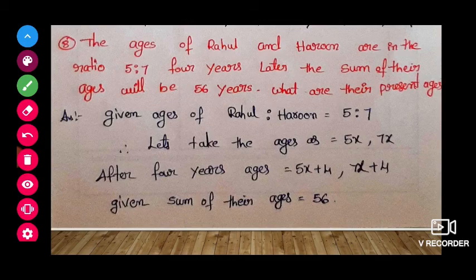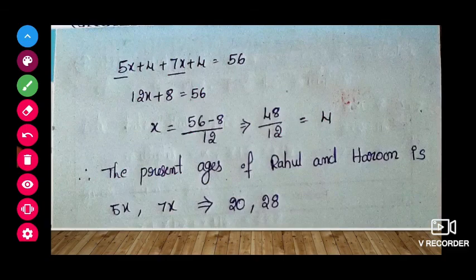Same way, 7x is our present age, then after 4 years it will become 7x plus 4. And they have given that the sum of their ages is 56. The sum of their ages is 56, which means we have to add 5x plus 4 plus 7x plus 4. After 4 years the sum of the ages is 56. So if we add 5x plus 4 plus 7x plus 4, we will get 56.